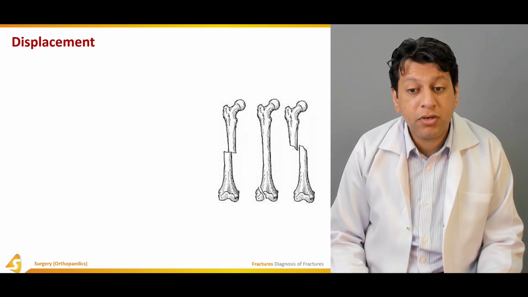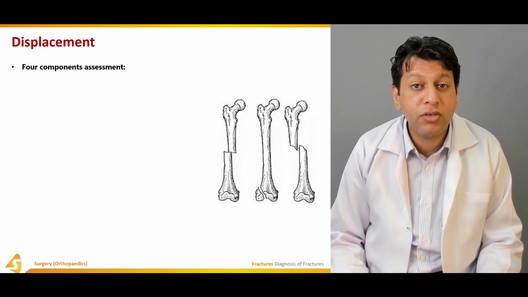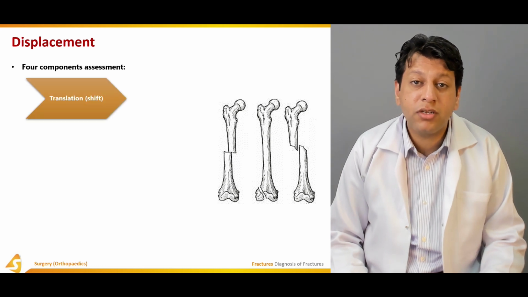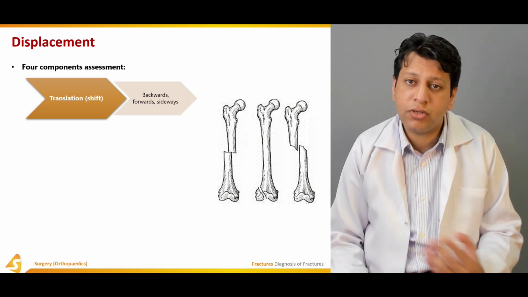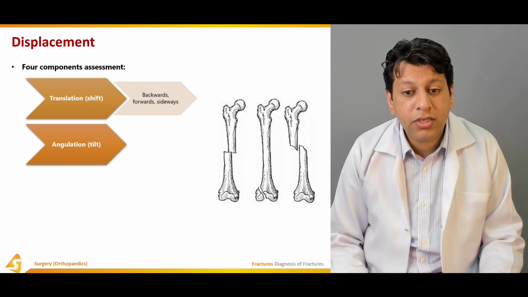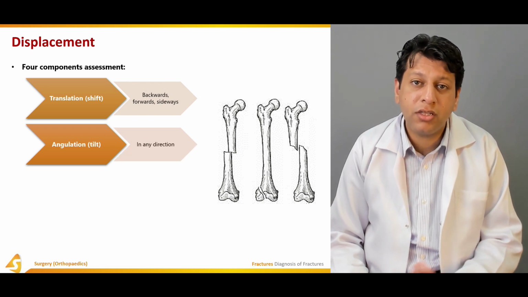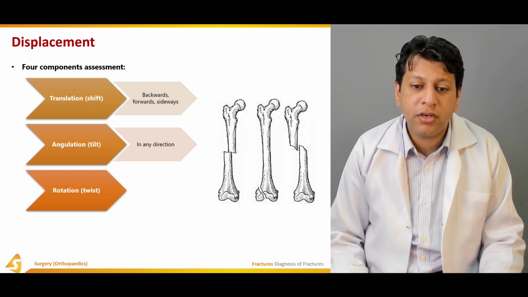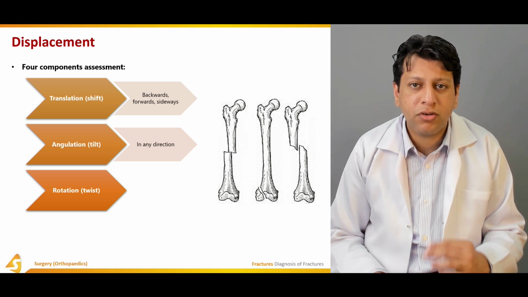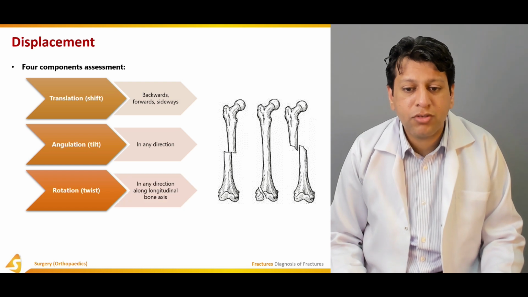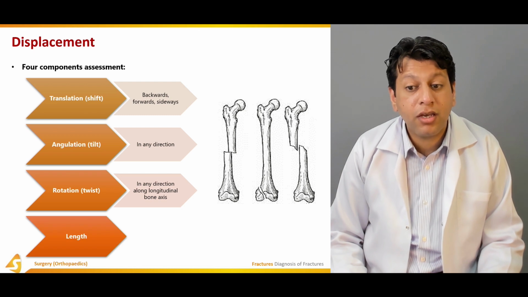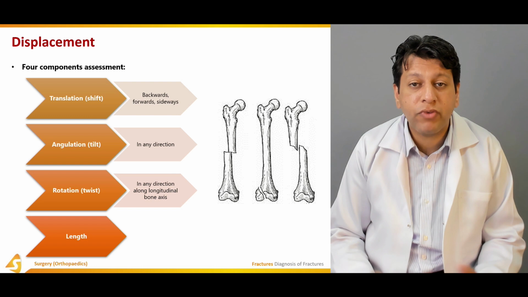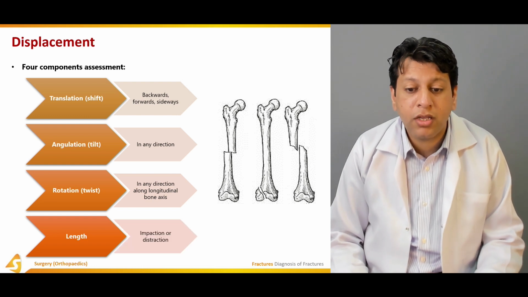Now coming to the displacement of fractures, there are four components which need to be assessed. Usually, whether translation is there or not, which could be in either the mediolateral or anteroposterior plane, that is backwards, forwards, or sideways. Is there any angulation present or not, which could be in any direction, but usually in the mediolateral or anteroposterior plane; the distal segment only angulates. And there will be rotation. The bones may be very much straight, but may be rotated on their own axis. This could lead to a rotational deformity of the longitudinal bone axis. Or there may be a leg length discrepancy, for example overriding of the two fragments, which may lead to limb shortening.